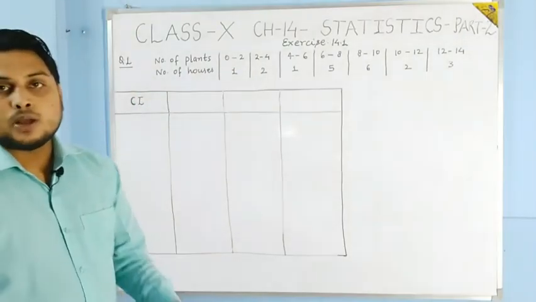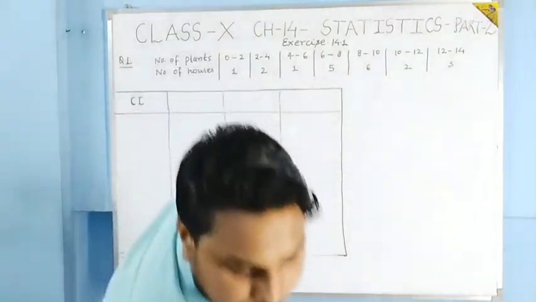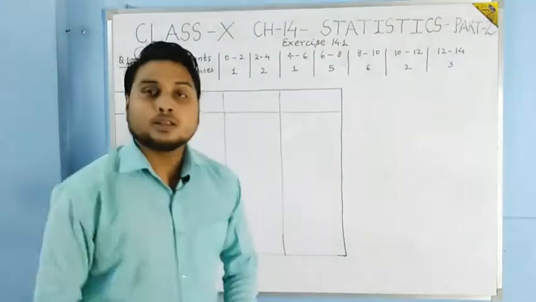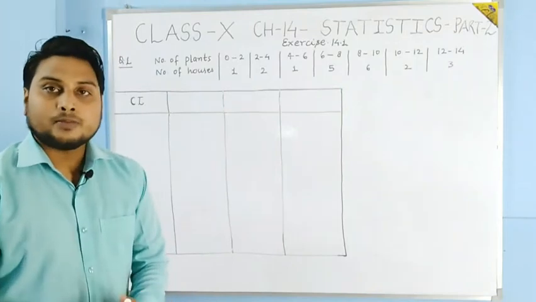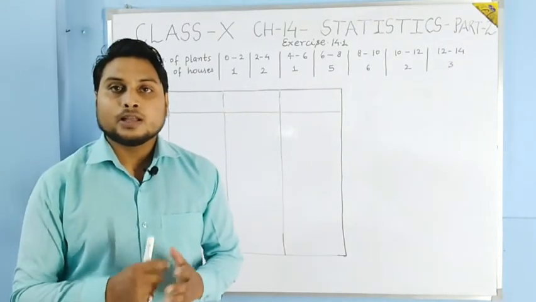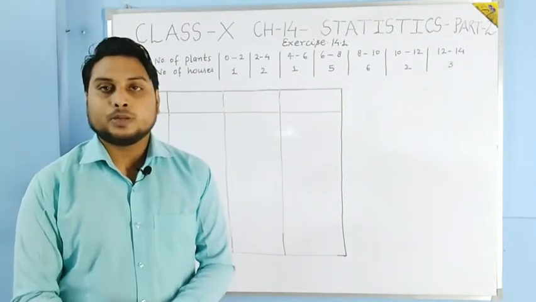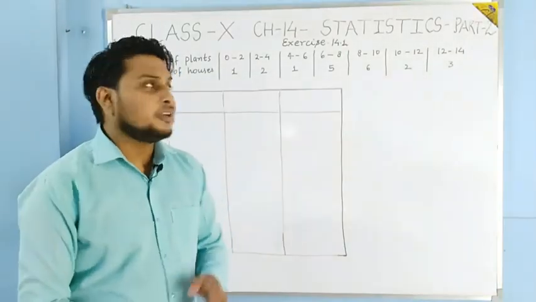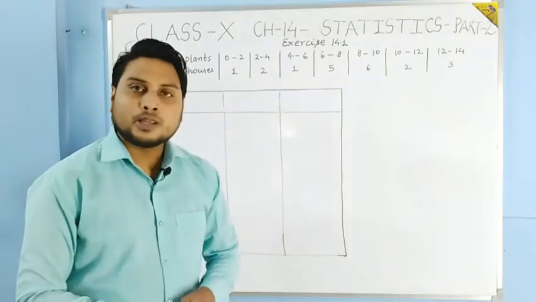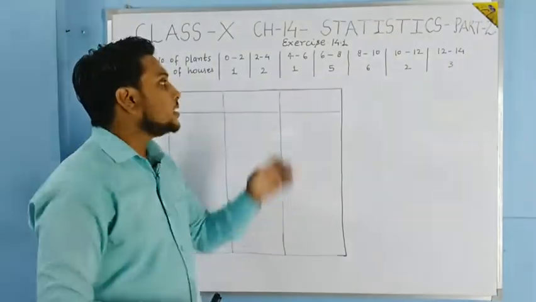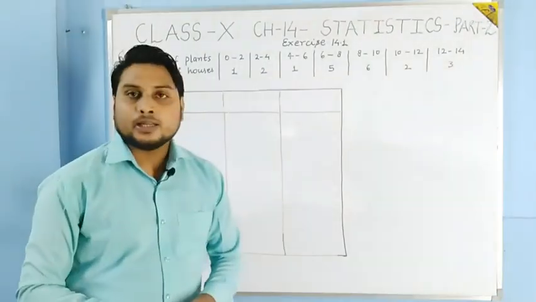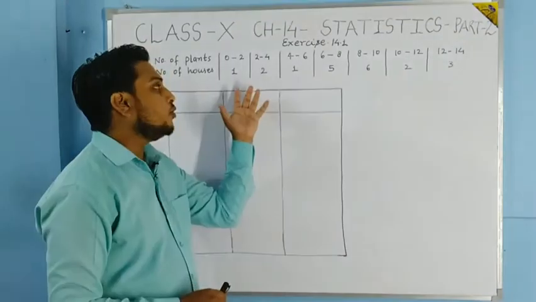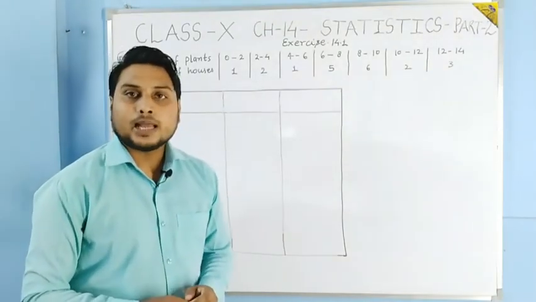As I have told you, we will apply either the direct method or the shortcut method, meaning the assumed mean method. Let us solve it by the direct method, since the figures are very low, meaning the numbers are not very large. So we are going to solve it by the direct method.